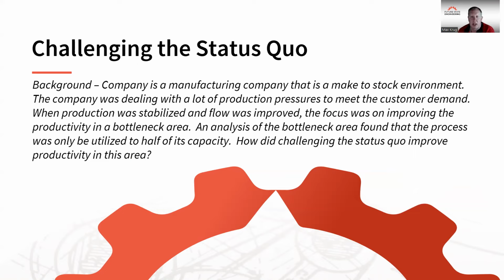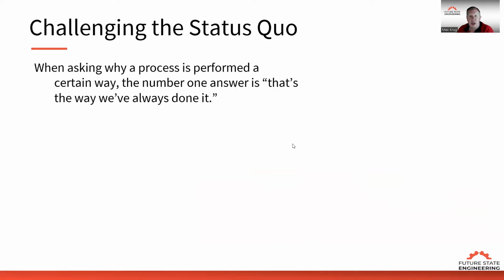So we went to that bottleneck area and we started analyzing it, and we found that they were only loading the machine to half its capacity. So what did we do to challenge the status quo and improve the productivity in this area? So let's talk about challenging the status quo.